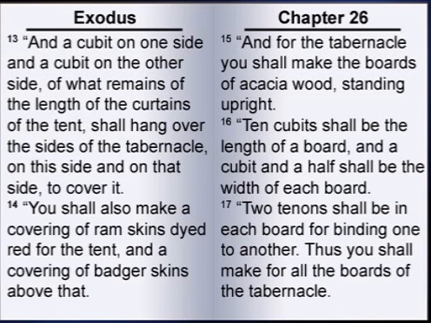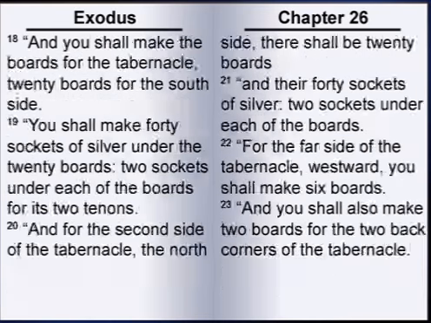And for the tabernacle you shall make the boards of acacia wood standing upright. 10 cubits shall be the length of a board, and a cubit and a half shall be the width of each board. 2 tenons shall be in each board for binding one to another. Thus you shall make for all the boards of the tabernacle. And you shall make the boards of the tabernacle 20 boards for the south side. You shall make 40 sockets of silver under the 20 boards, 2 sockets under each of the boards for its 2 tenons. And for the second side of the tabernacle, the north side, there shall be 20 boards, and their 40 sockets of silver, 2 sockets under each of the boards.